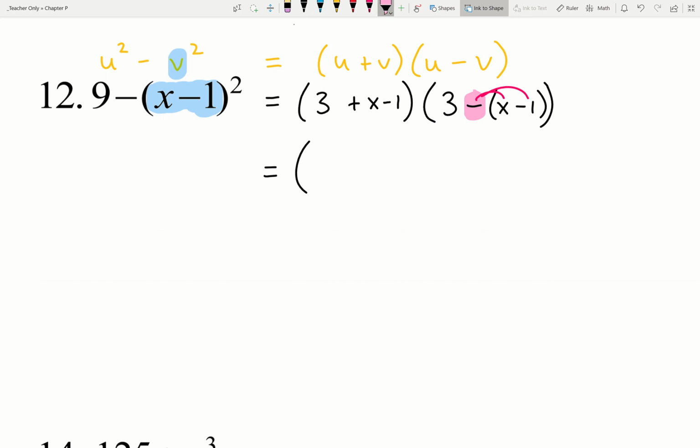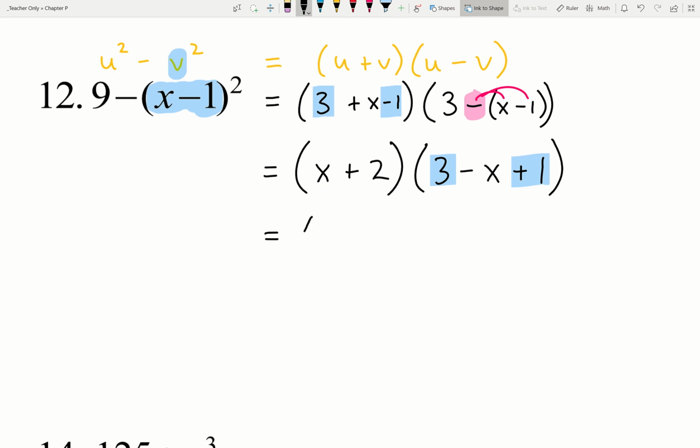So in that first term, I've just simply got some like terms that I can combine there. I've got a 3 minus 1. That's just simply going to give me a 2. So I'm going to write that x first, plus 2. But in that second term, I'm going to have something that looks more like 3 minus x plus 1 after I distribute in. And then my like terms there are simply going to be 3 plus 1. Okay? And so let's go ahead and write that. That's going to be x plus 2 times 4 minus x.